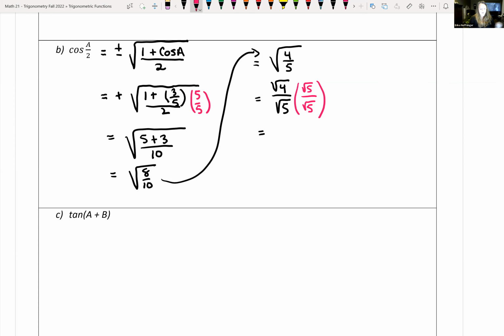So before, I'm not going to multiply underneath the radicals for the numerator. I'm just going to first reduce. I know that the square root of 4 is 2. And then we have square root of 5 times square root of 5 all over square root of 5 times square root of 5, which is 5.